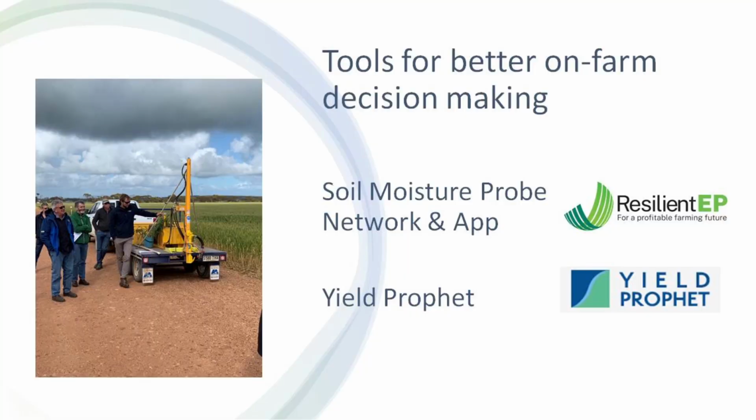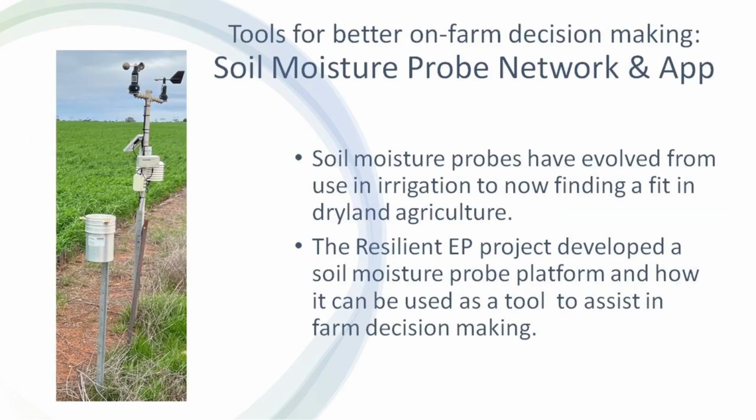Today we'll be talking about tools for better on-farm decision making as part of the Resilient EP project. The three main things we'll be covering are the Soil Moisture Probe Network, the app developed as part of this network, and Yield Profit.